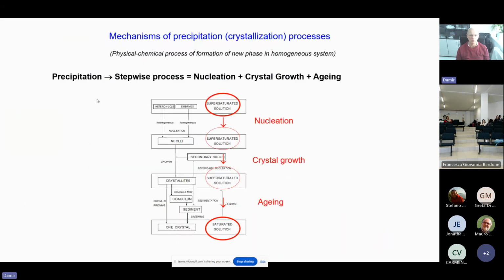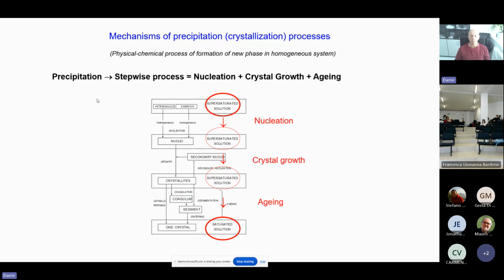And now I will switch to mechanisms of precipitation, the crystallization process. According to the definition we gave before, this is a physical chemical process of formation of a new phase in a homogeneous system. Actually, precipitation or crystallization is not a single process. This is a stepwise process which includes at least 3 processes which go simultaneously, but there is also some interplay or chain between all these.